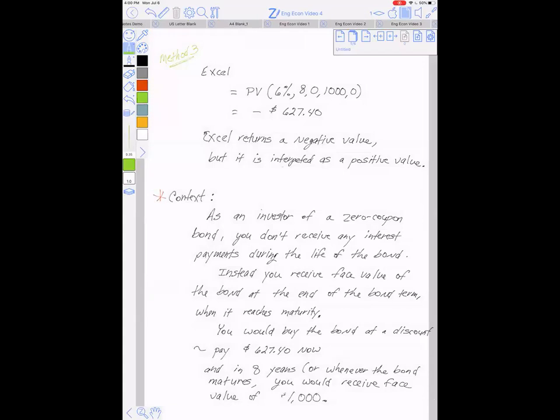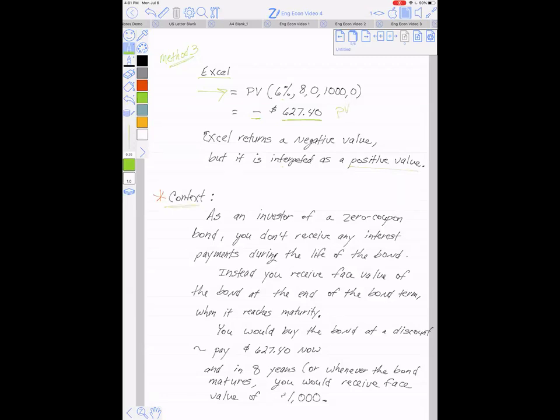Method 3 that I'm going to show you is the Excel financial function. You would enter into a cell, this right here, equals PV, parentheses, 6%, comma, 8, comma, for the years, 0, comma, $1,000, comma, 0, and then parentheses. And again, you'll get the same answer. For some reason, Excel returns this as a negative value, but you should interpret it as a positive value. And that, again, is the present value.